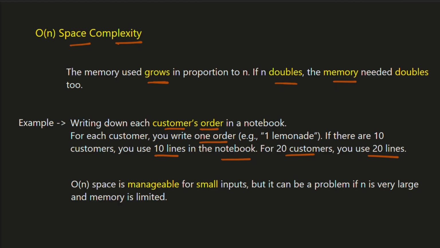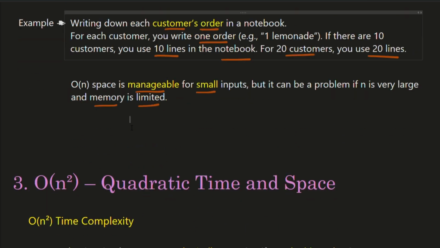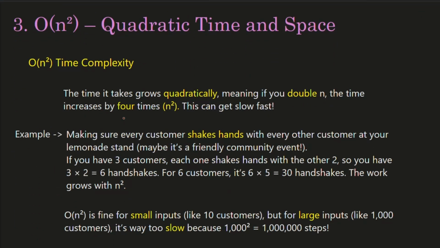If you have n customers, you need n cups, so more customers mean more space for cups. Why it's okay: O of n space is manageable for small inputs, but it can be a problem if n is very large and memory is limited. O of n squared, quadratic time and space.